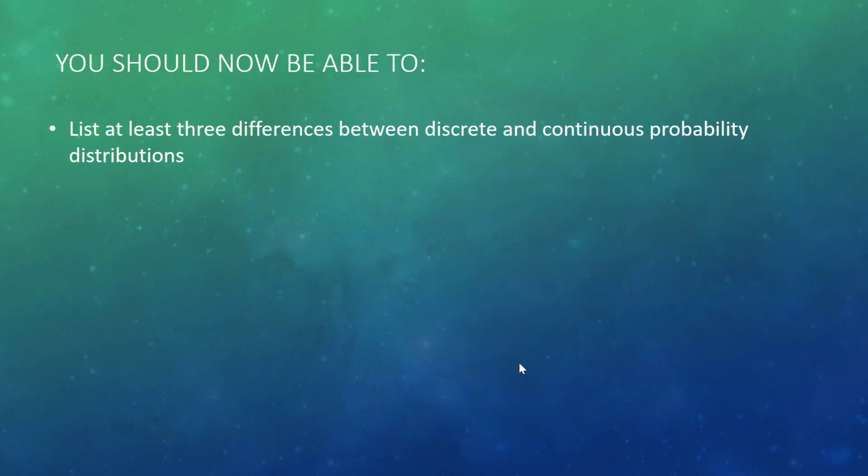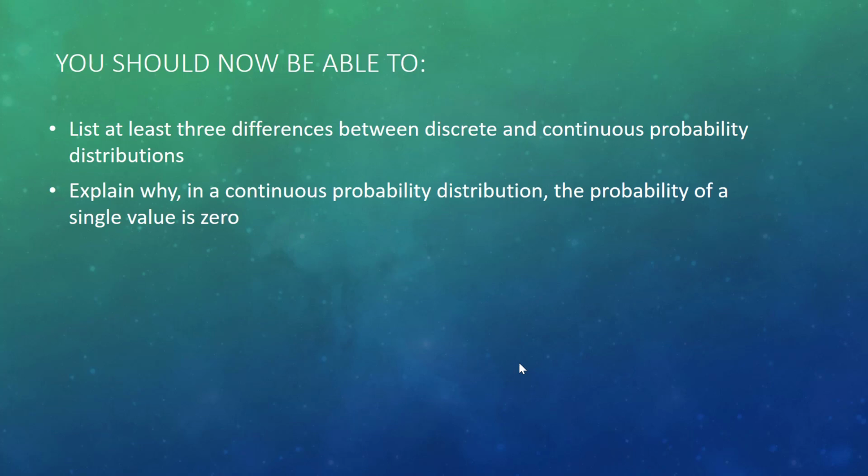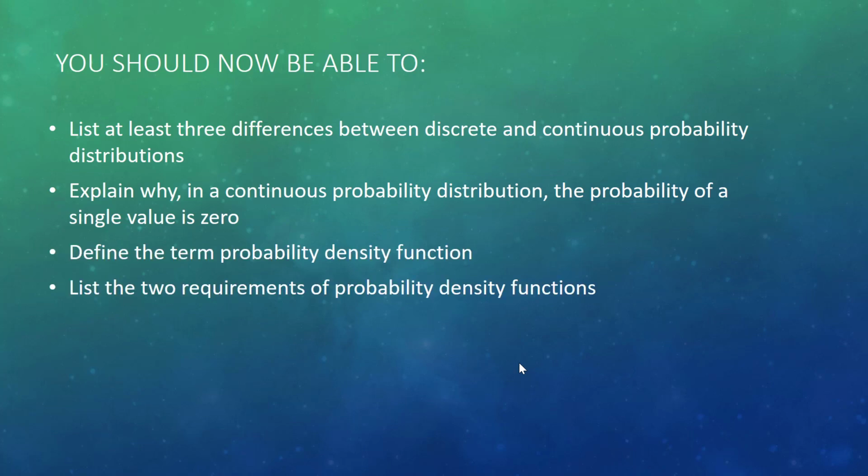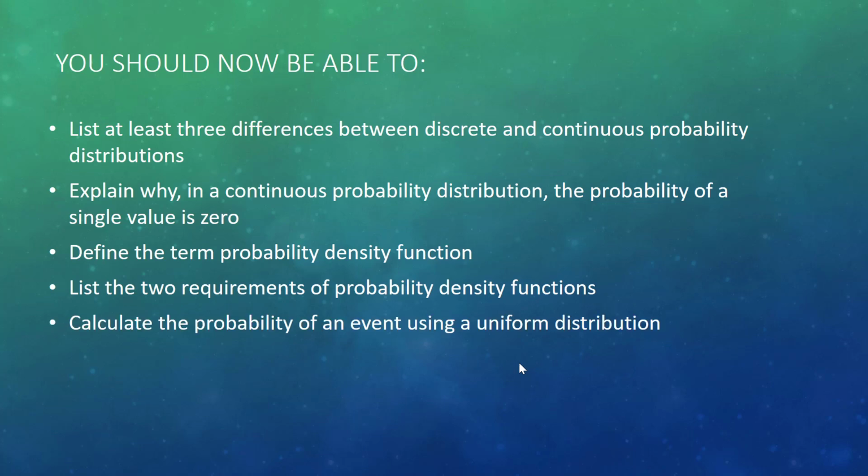You should now be able to list at least 3 differences between discrete and continuous probability distributions. Explain why, in a continuous probability distribution, the probability of a single value is 0. Define the term probability density function. List 2 requirements of probability density functions. Calculate the probability of an event using a uniform distribution, and list the properties of the normal distribution.